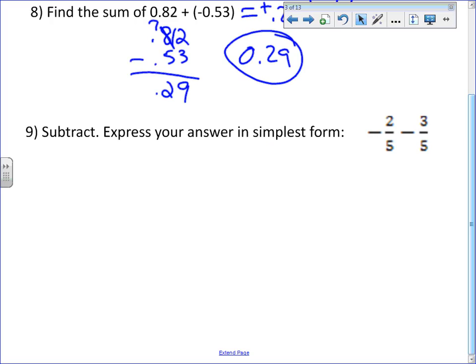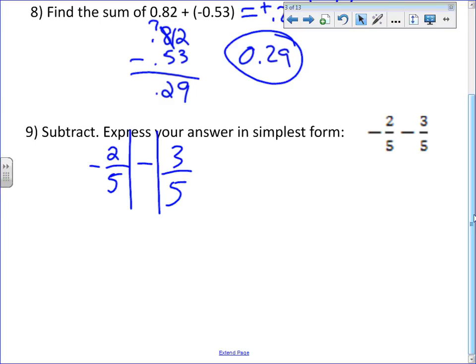Okay, next question: subtract, expressing it in its simplest form. Negative 2 over 5 minus 3 over 5. So they already have like denominators, that's great. Keep change, because we're dealing with negatives and subtraction. It's just too much to think about.